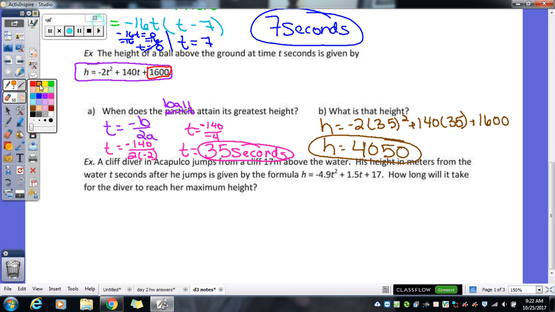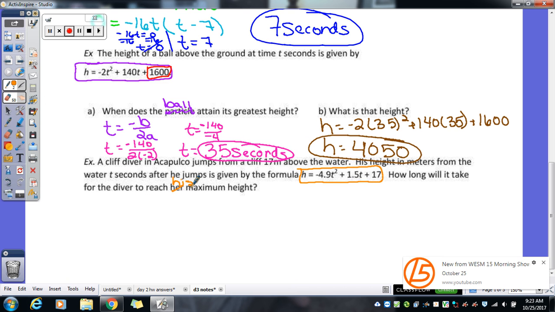Okay. Alright, next one. We have a cliff diver in Acapulco who jumps from a cliff 17 meters above the water. Her height in meters from the water t seconds after she jumps is given by the formula here. How long will it take for the diver to reach her maximum height? Well, look at that, they switched from a he to a she. Alright. So, we got our equation. We're looking for how long it takes for them to reach their maximum height.